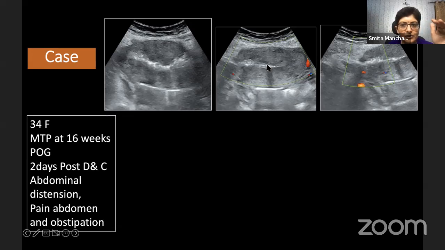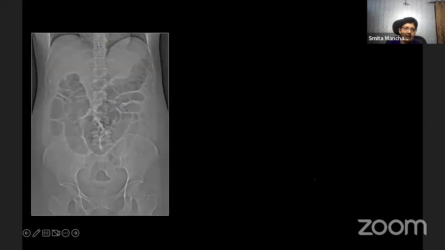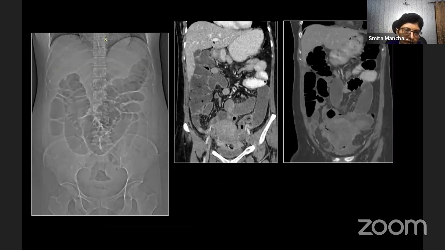So here what was happening was along the right cornu, we could trace this entire air through this part of the cornu. And in addition, this was the TVS image where we could see that there was also some ascites and then the free air which was communicating outside. Now this was the CT she underwent because there was pain abdomen along with the obstipation. And here we can see that there are small bowel loops which are dilated. And in addition, there is free air, there is a pneumoperitoneum, and this is the uterine cavity. Now, what are we seeing?